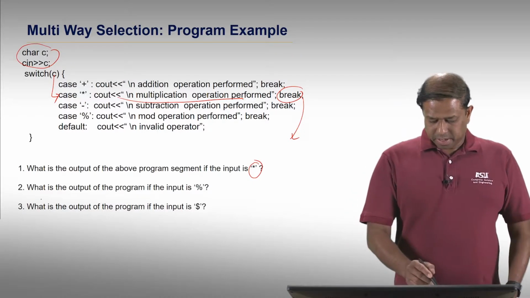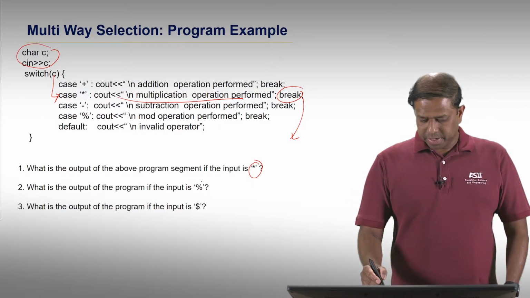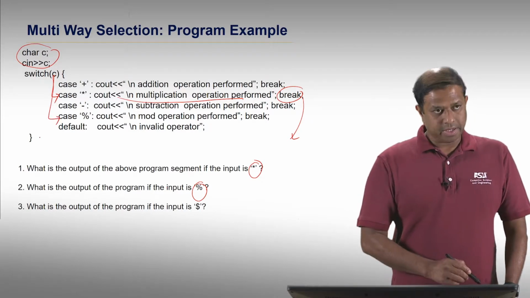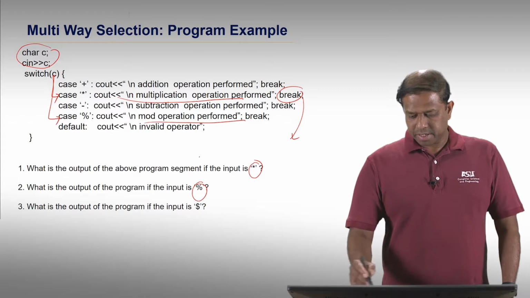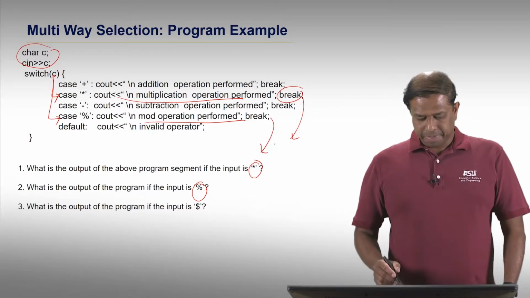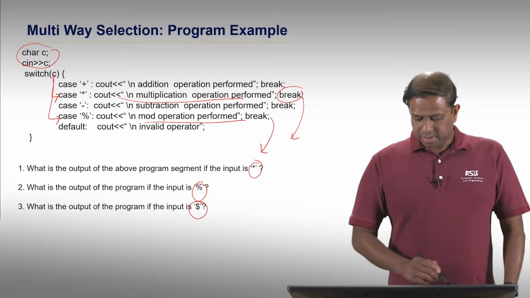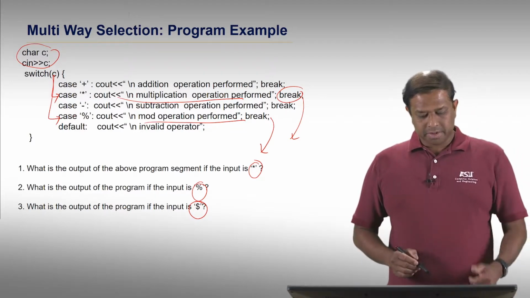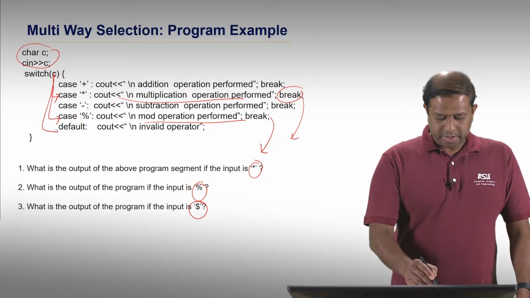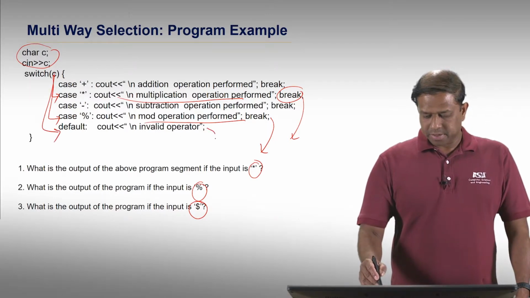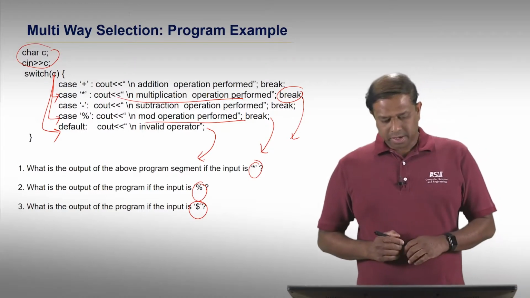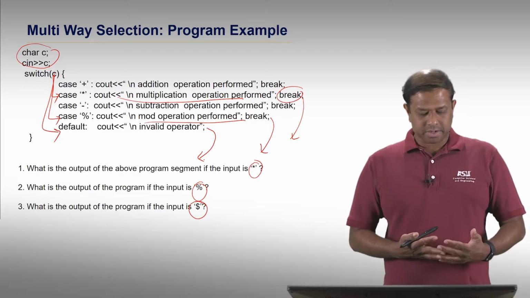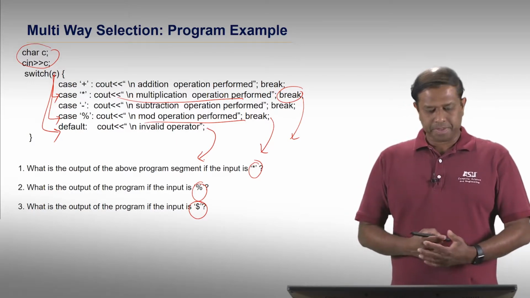Likewise, what is the output of the program if the input is the mod operator? In that case, we'll be going into this case, display this message and then get out from the case. Now if the dollar sign was entered, the dollar sign is not taken care of by any of these values, so we'll be going into the default case. This message will be displayed and then we get out from it.